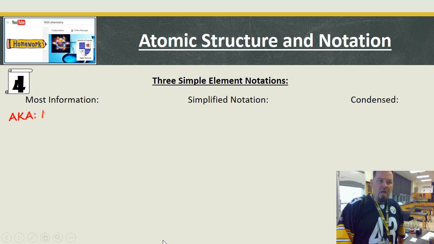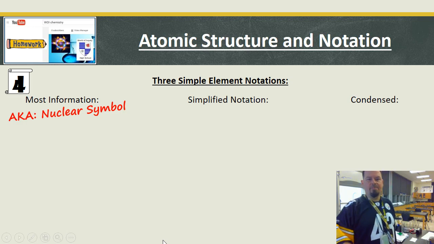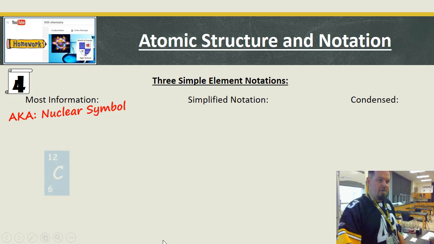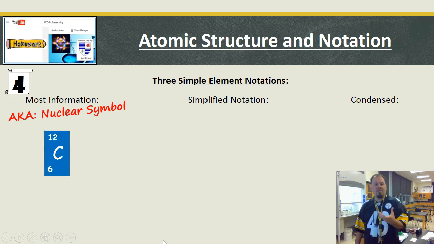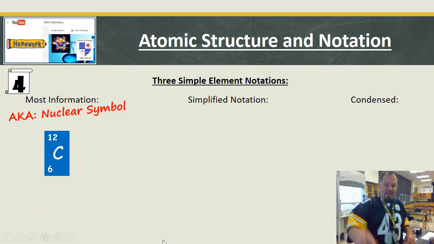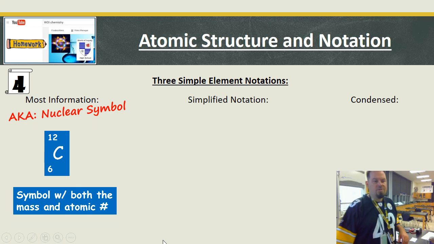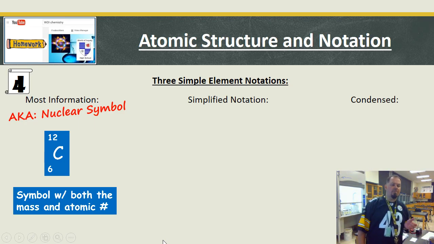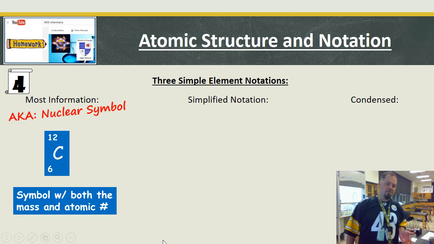Okay. How do we write these things down? 3 simple element notations. This is the most common nuclear symbol because it gives me the most information. It gives me the symbol, and it gives me the mass and the atomic number. So this is going to come into play when we do isotopes. We got the symbol, tells me it's carbon.